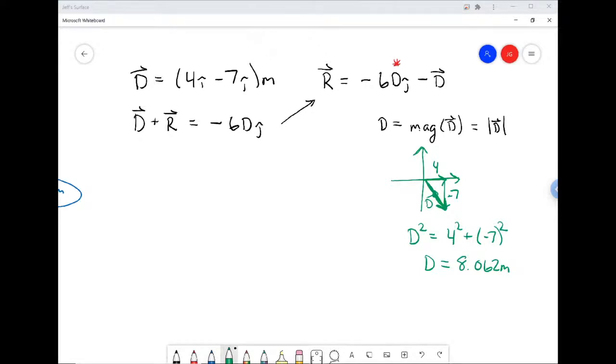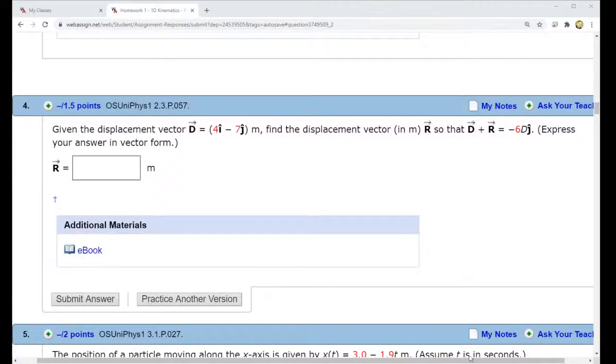So d has an x and a y component. Its magnitude you can figure out. I drew a picture here, but you can figure it out using the Pythagorean theorem. All right. So that's what this is right here. This is 8.062. It's the magnitude of d.